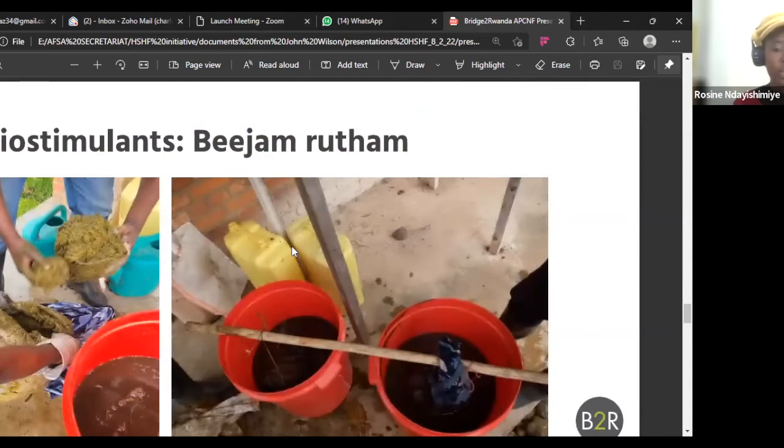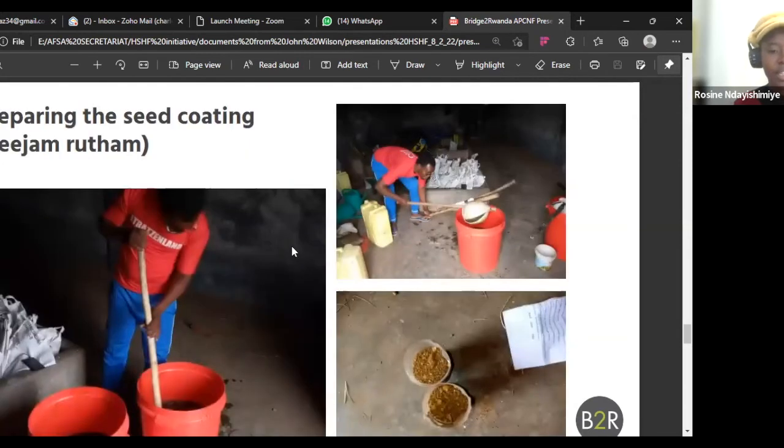This is the biostimulant, the Bijam Rutham, which is cow dung and cow urine and also lime and water that we have learned from the colleagues in India. So it produces, continue on the next slides, please. This makes like a seed coating that we can use before planting.